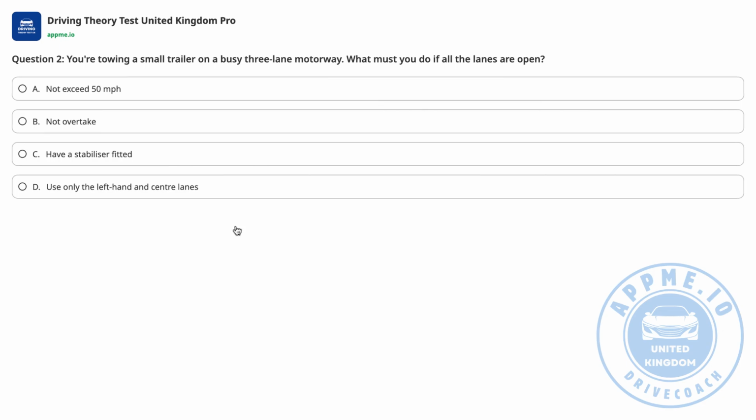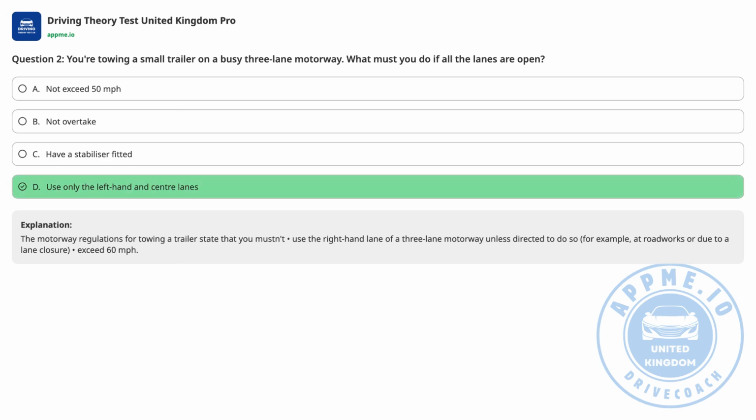Question 2. You're towing a small trailer on a busy 3-lane motorway. What must you do if all the lanes are open? A. Not exceed 50 miles per hour. B. Not overtake. C. Have a stabilizer fitted. D. Use only the left hand and center lanes. The correct answer is D.